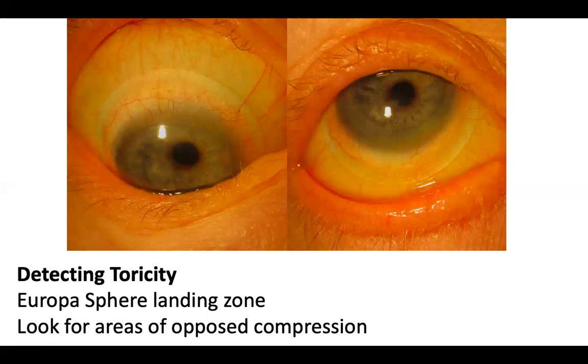And what we are looking for is opposed areas of alignment and compression that is 90 degrees away.